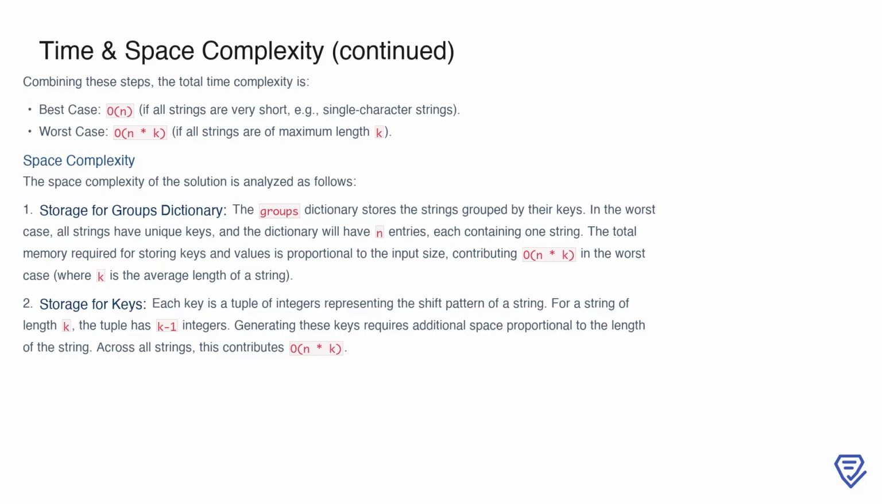Turning to space complexity, we first consider the dictionary used to store the groups. In the worst case, where all strings have unique keys, the dictionary will have n entries, each containing one string. The memory needed for the keys and values is proportional to the size of the input, resulting in n*k in the worst case. Additionally, generating the keys themselves requires space proportional to the length of the strings. Since each key is a tuple derived from a string of length k, this contributes another n*k to the space complexity. Together, these factors shape the storage requirements of the solution.